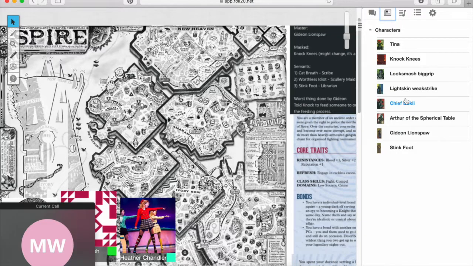And she's just kind of muttering to herself now. She wants to find out more about the spells. She's considering talking to Stinkfoot.